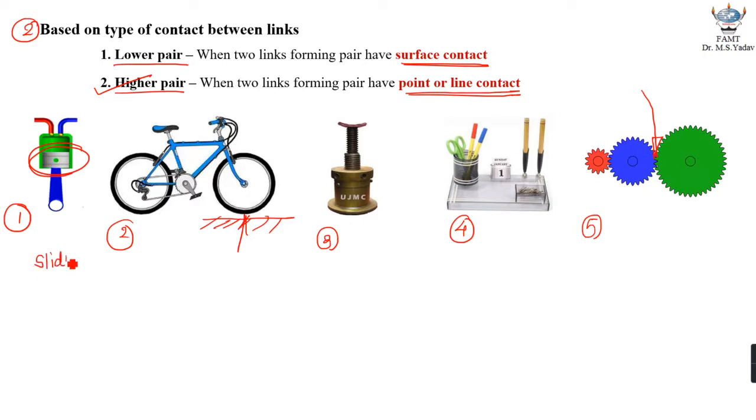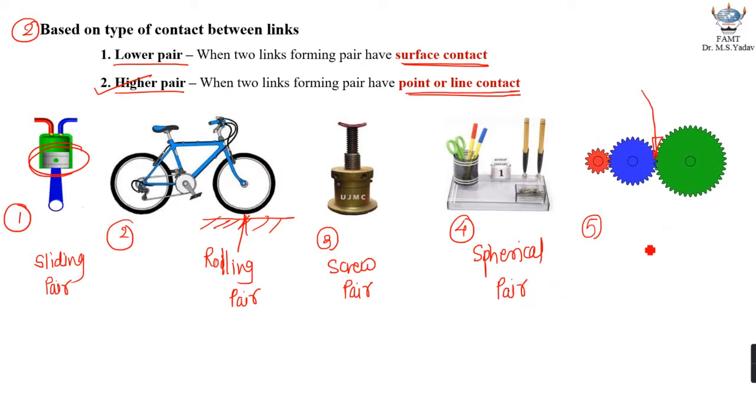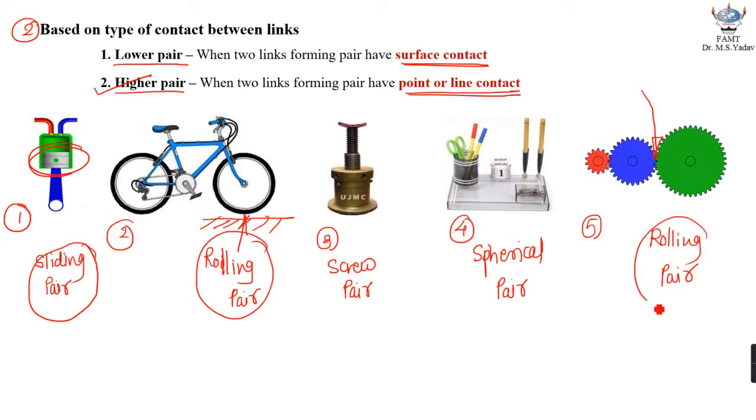Now we already had a discussion regarding this one. This pair is typically called a sliding pair. This pair is typically called a rolling pair. This pair is typically called a screw pair. This pair is typically called a spherical pair, and this pair is typically called a rolling pair again. So sliding pairs are lower pairs, rolling pairs are higher pairs, screw pairs are lower pairs, and spherical pairs are lower pairs again.